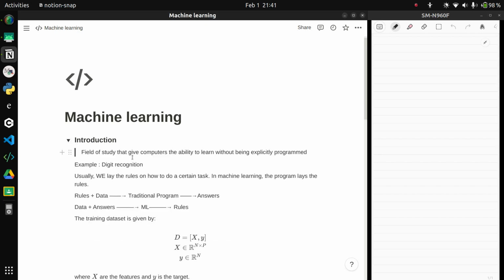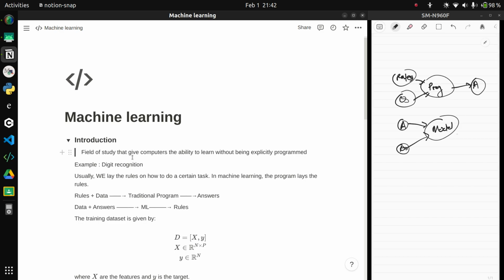Machine learning is the field of study that gives computers the ability to learn without being explicitly programmed. In an explicit program, you provide it with rules and the question, and it produces the answer. In machine learning, it's sort of reversed: you have a model, you give it the question and the answer, and it produces the rules. This was on the first slide of my lecture slides.